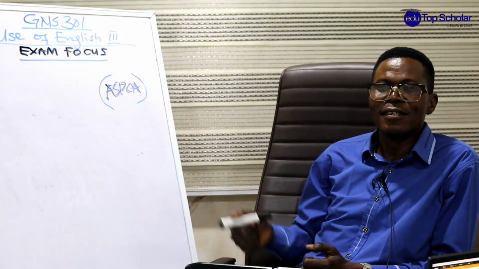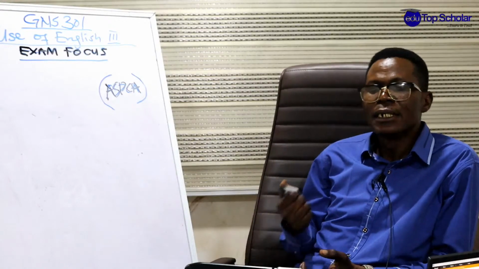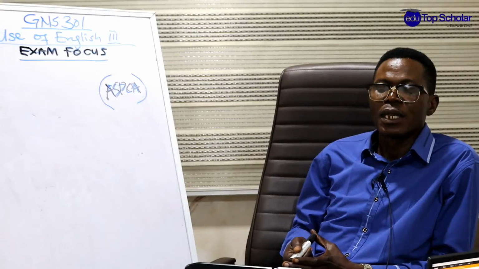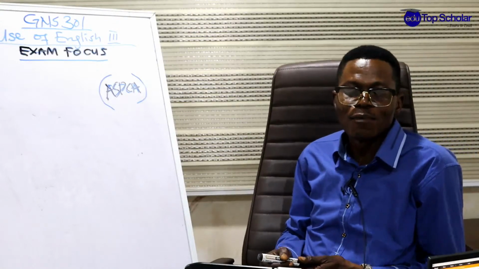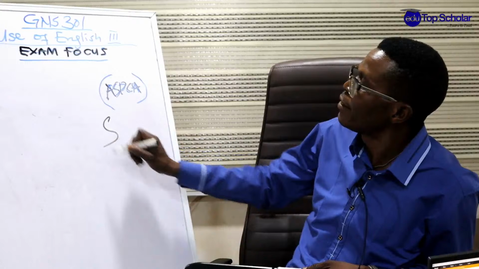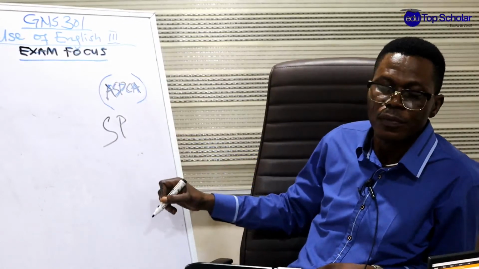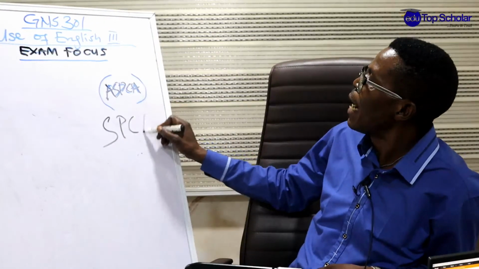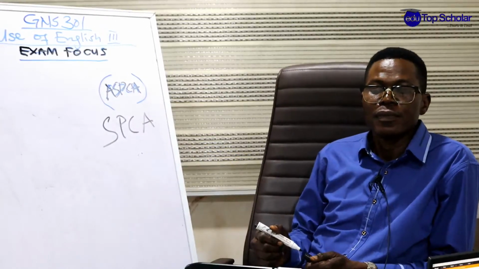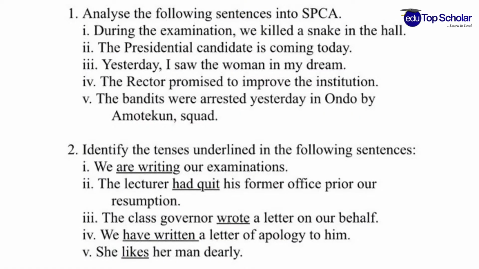The presidential candidate, the subject, is coming, the predicator, then today, the complement. So for that, we have subject, predicator, complement, and adjunct. Okay, we don't have complement in that sentence. We have SPA. So for number 2, it is SPA: the subject, the predicator, and the adjunct. So the subject, the presidential candidate, then is coming, the predicator, then today, the adjunct.